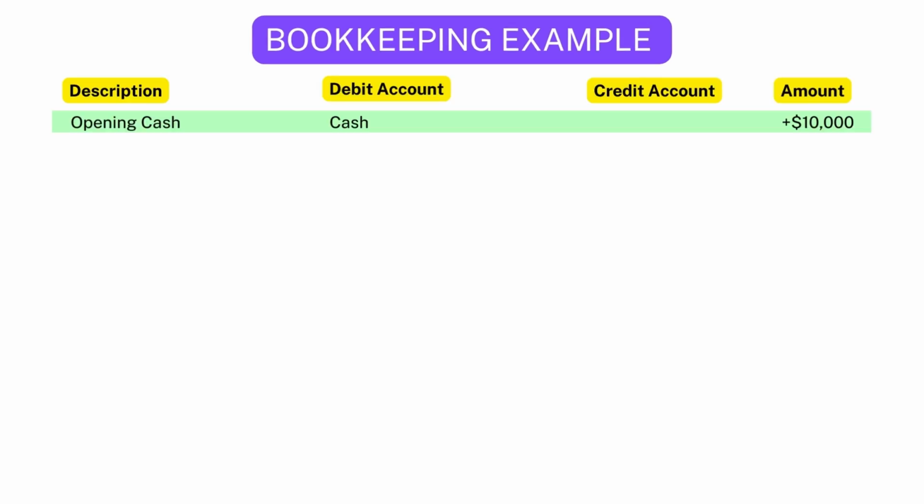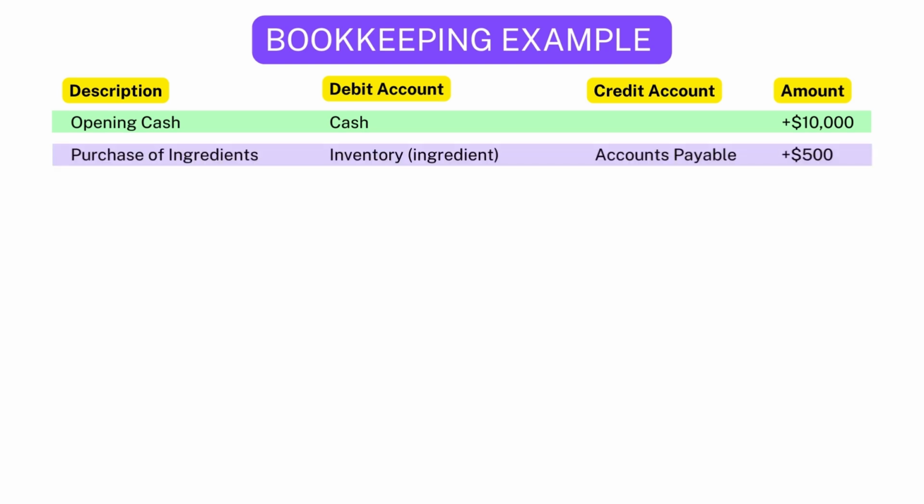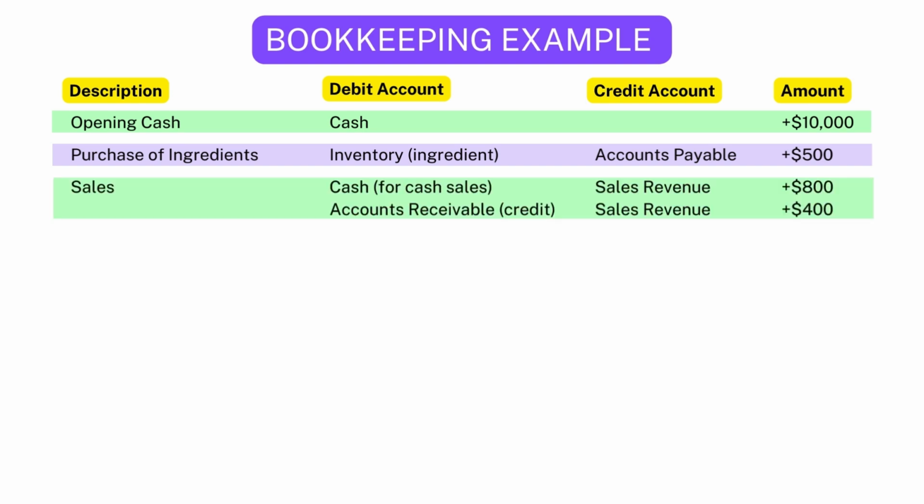Opening cash. The restaurant starts with $10,000 cash in hand. Purchase of ingredients. Bought $500 worth of ingredients on credit. Sales. Sold $1,200 worth of food and beverages. $800 paid in cash and $400 on credit.